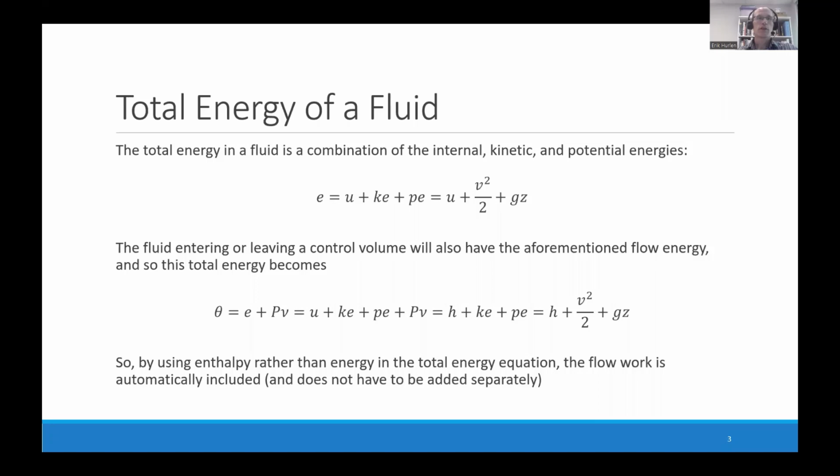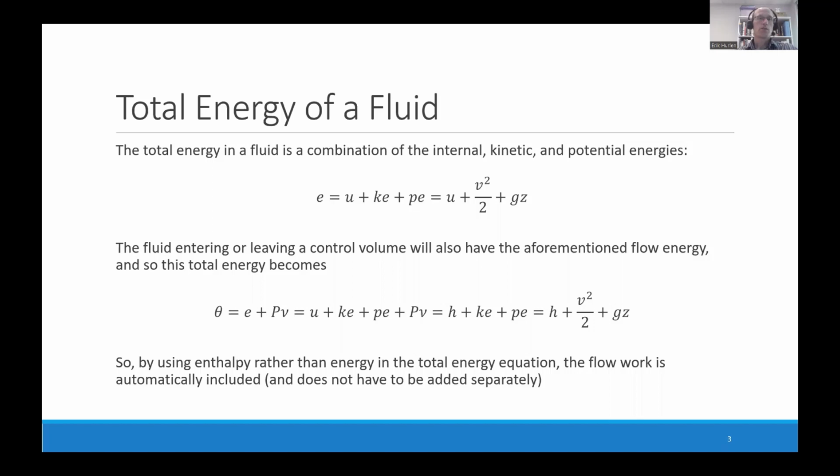We saw previously that the total energy in a substance is the internal, kinetic, and potential energies all added together. E equals U plus KE plus PE on a per unit mass basis, as written here. For open systems, we need to add in the flow energy that we just saw as well. To distinguish these energies, the total energy for open systems is denoted by theta. So theta equals E plus P times specific volume.